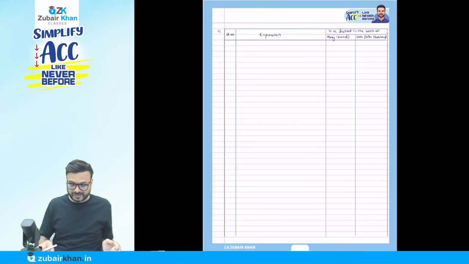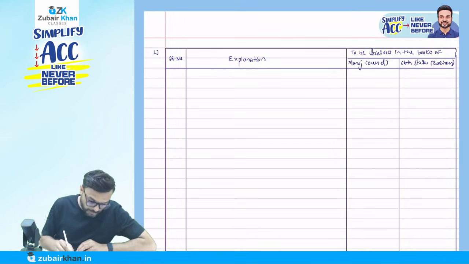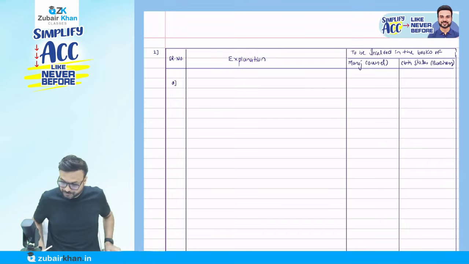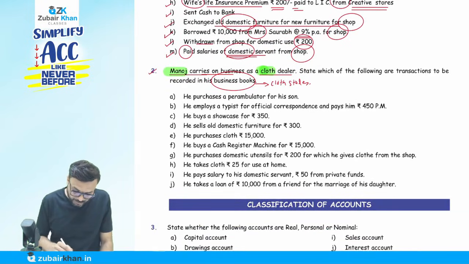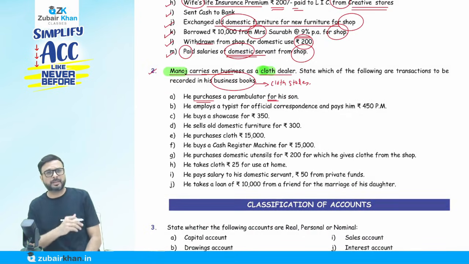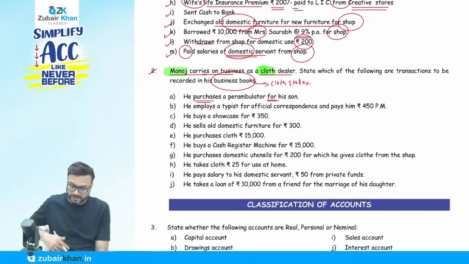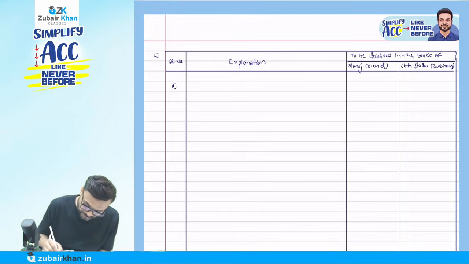Okay, now draw at least one page. If required, you can draw more. Now write down point number A. What does point number A say? It says that he purchased a perambulator for his son. One more thing: at times you might get confused. He purchased it, but from where is he paying? So remember this. Write down certain rules here. Always remember this.